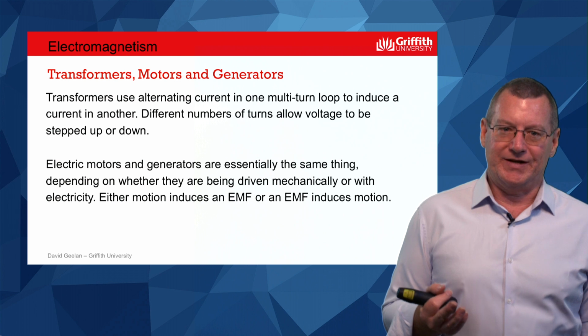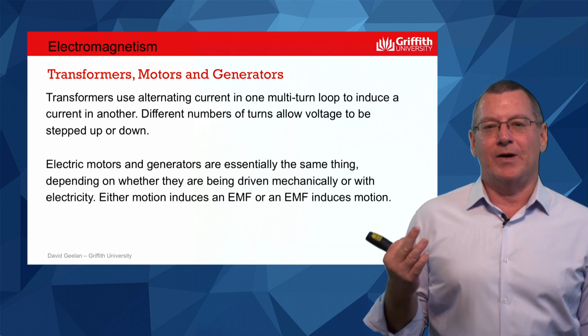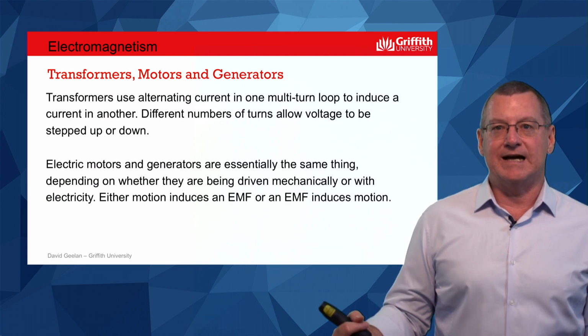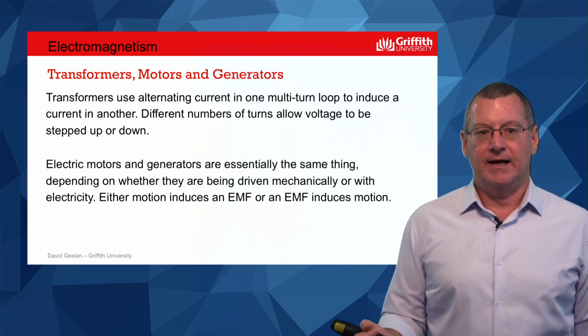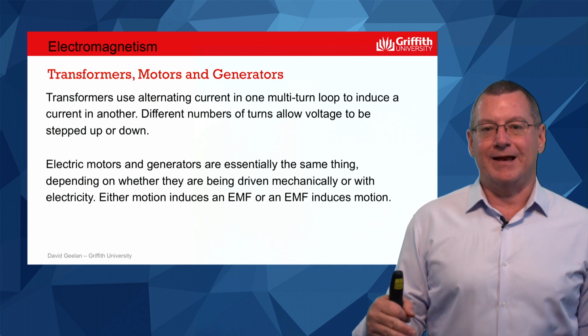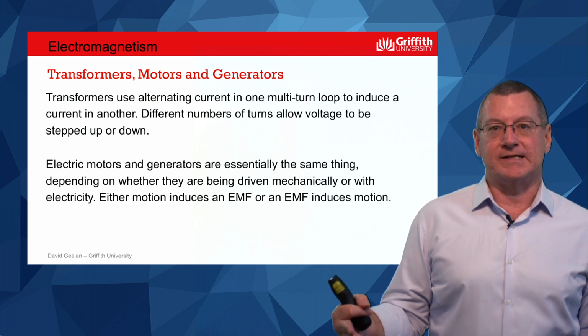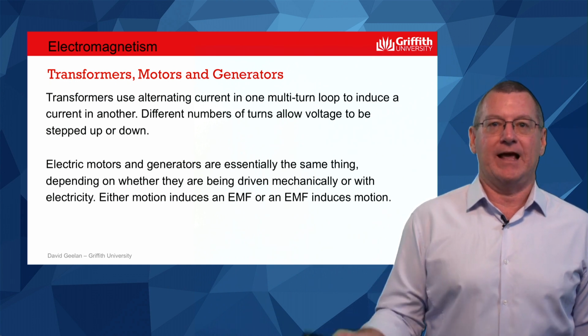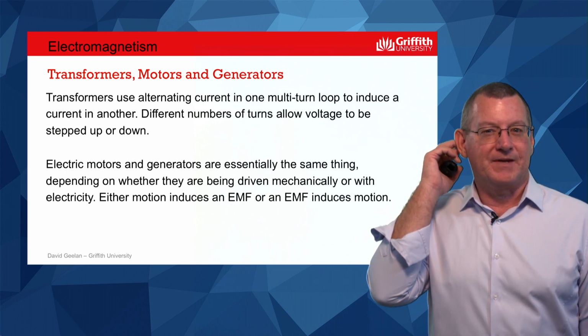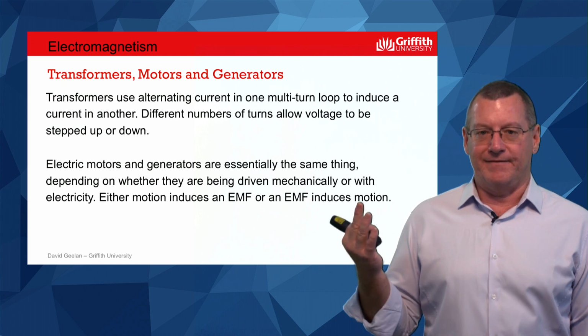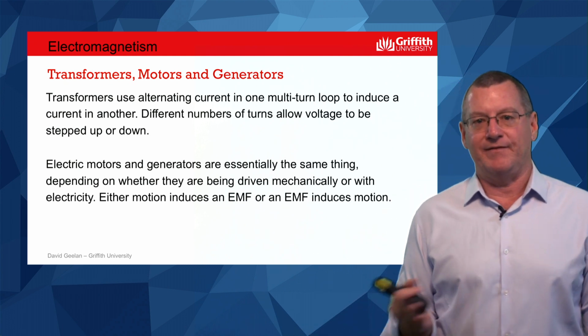I haven't been talking about transformers. I've been talking about generators. So a generator, you move a conductor through a magnetic field and create a current. An electric motor, you put a current into it and it causes a conductor to move in a magnetic field and creates a force. They're basically the same things. You can actually, depending on how it's designed, drive a generator in reverse as a motor and vice versa.